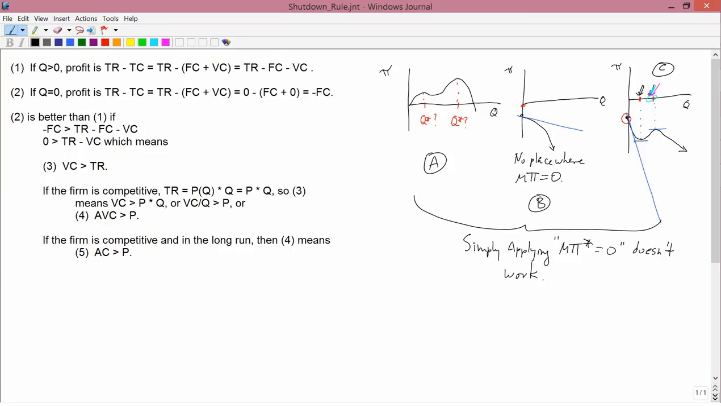So the theme of this whole video is going to be, how do you make sure that you can handle the cases when simply applying marginal profit equal to zero doesn't work?